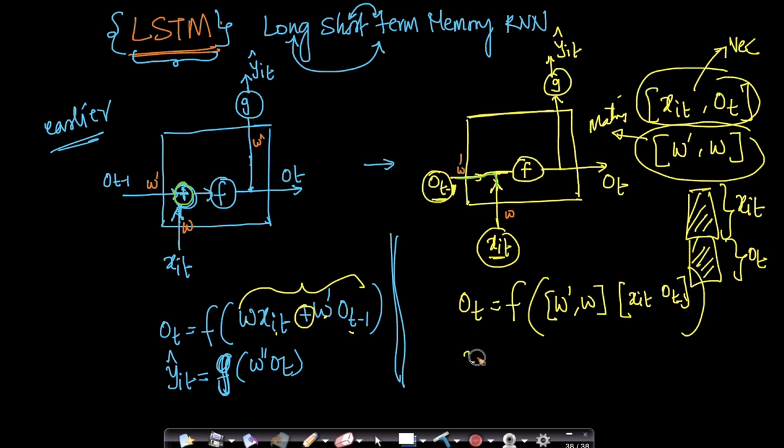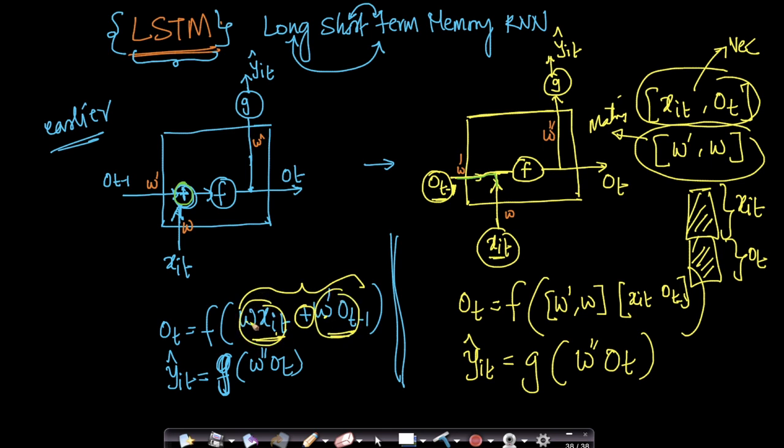And what about my y_it hat? My y_it hat is nothing but G of W2' times O_t, which still remains the same. The only difference here is that before, we were multiplying them, doing matrix-vector multiplication, and then summing up. Here, instead of summing them up, we have concatenated these two vectors and created a larger one. This matrix is larger than W' and W, and this vector is larger than X_it and O_t-1. This is also a simple RNN.